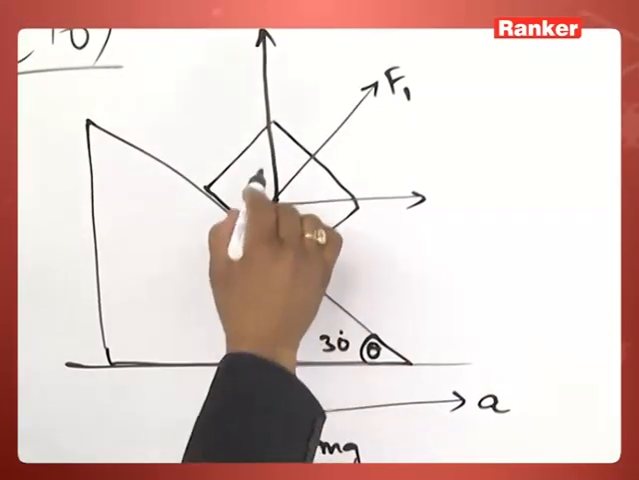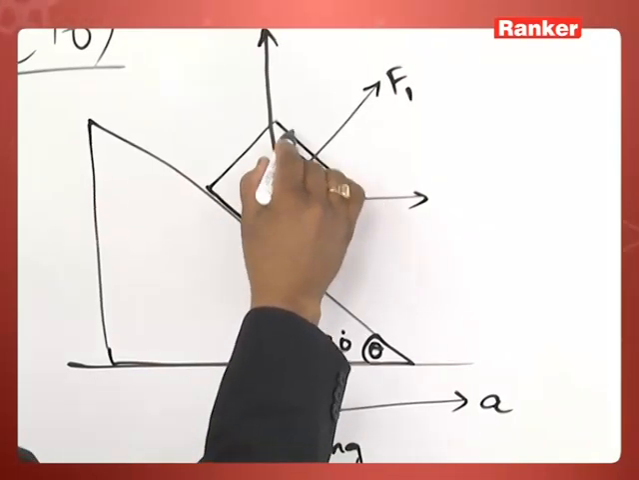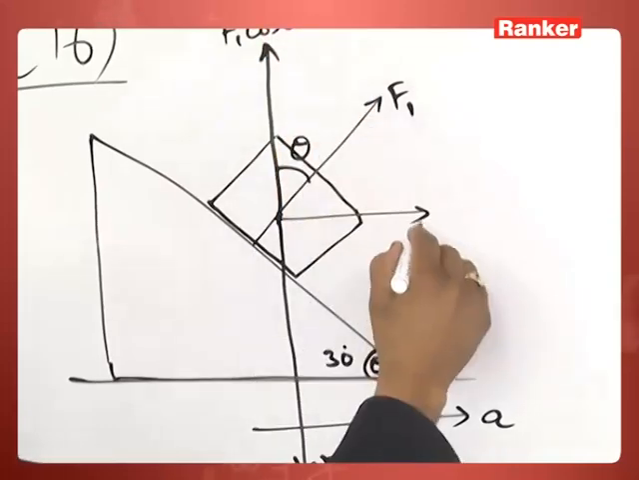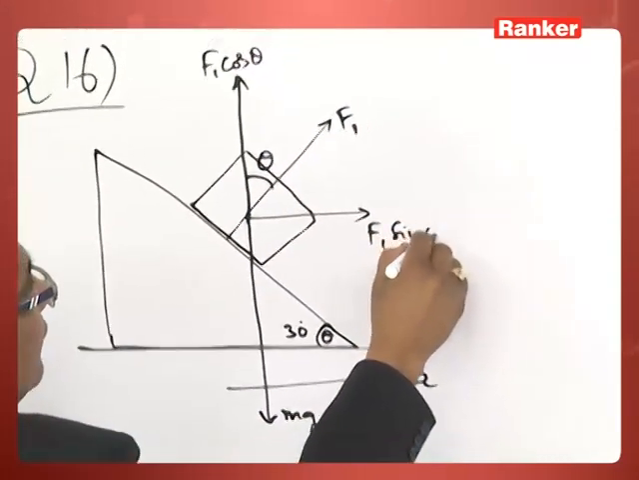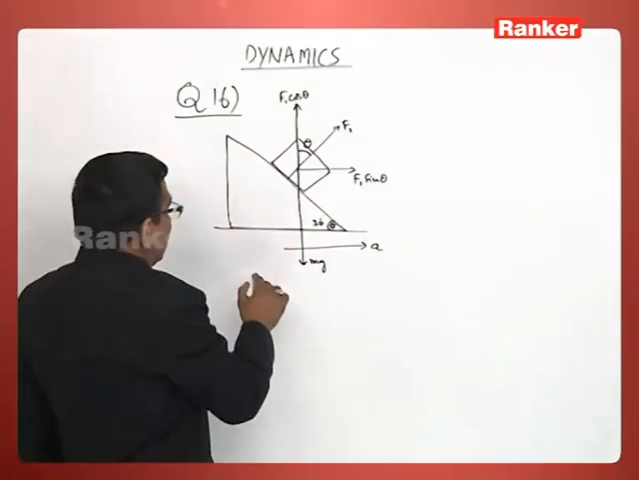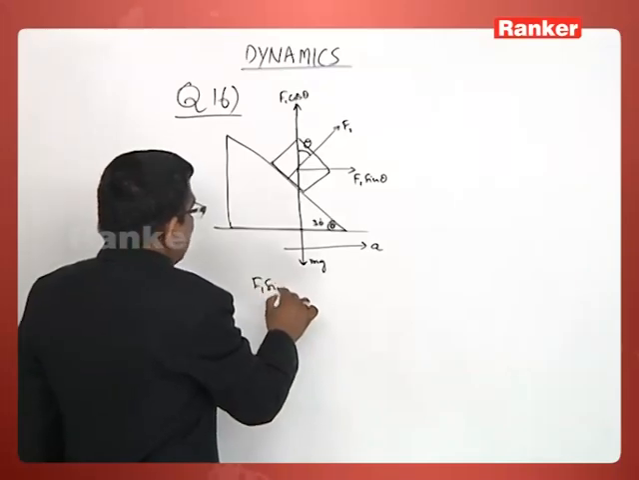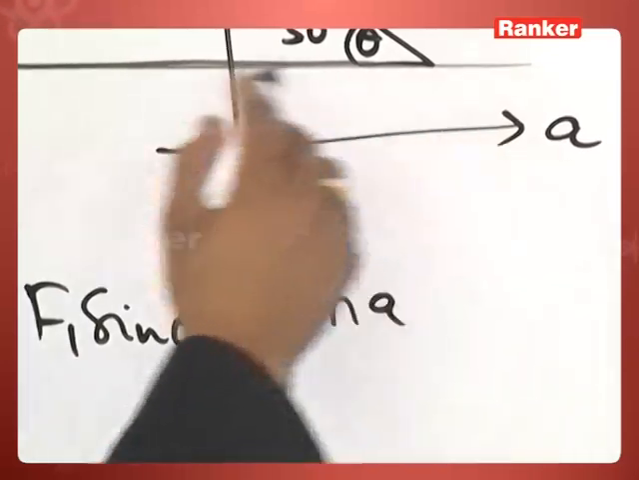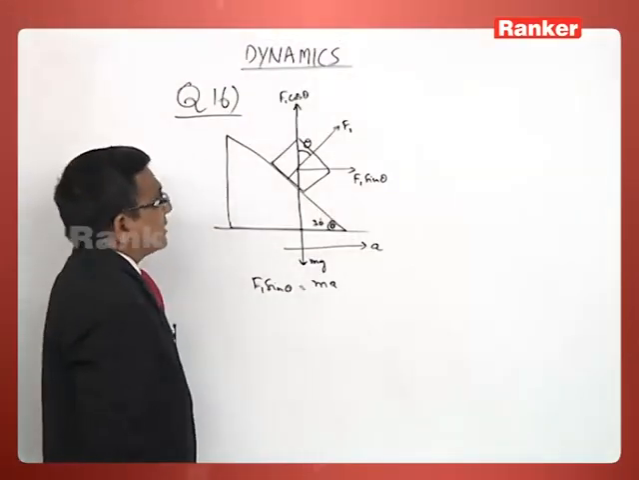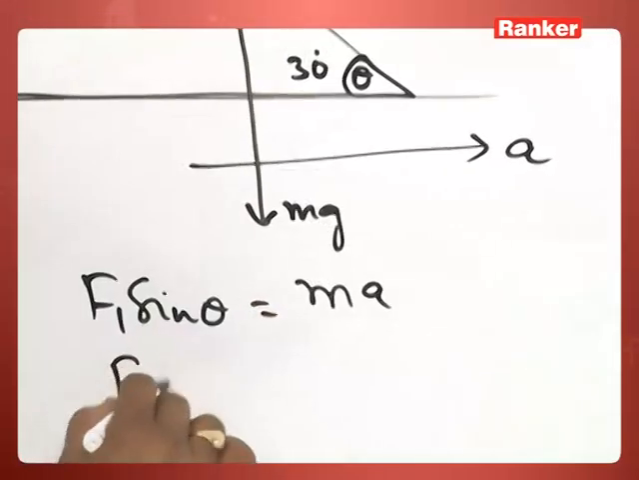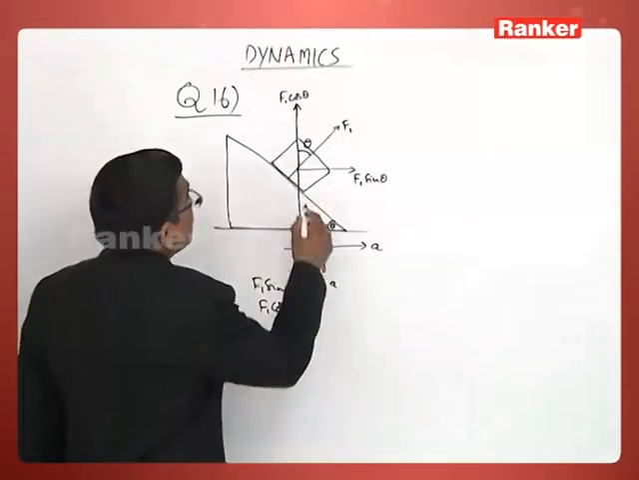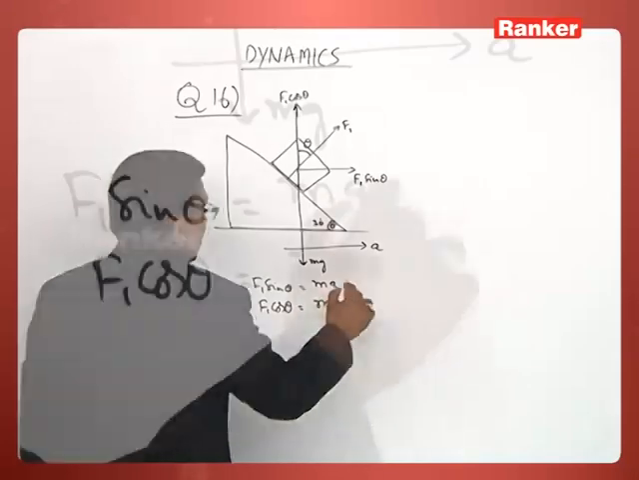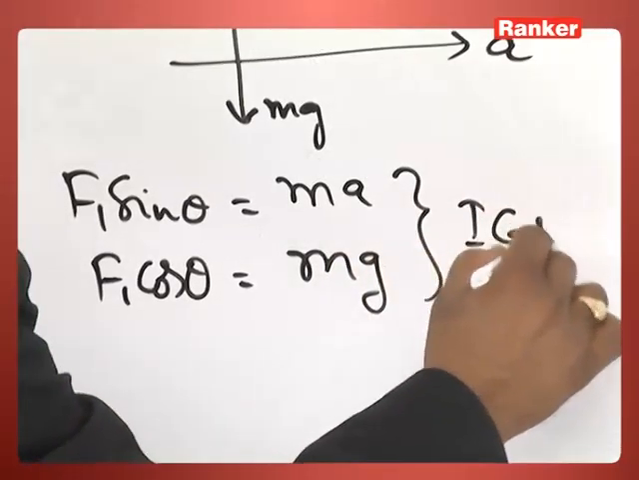as this angle is theta, we can show that this angle also theta. Then if you resolve, this will be F1 cos theta, this will be F1 sin theta. Then if you balance the forces here, F1 sin theta will be ma, because it is moving with a constant acceleration, and F1 cos theta is equal to mg, it is balancing mg. This is the situation in the first case.